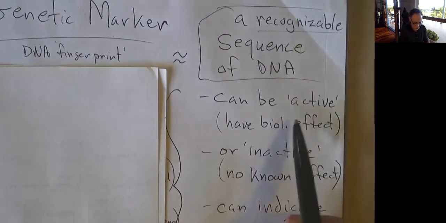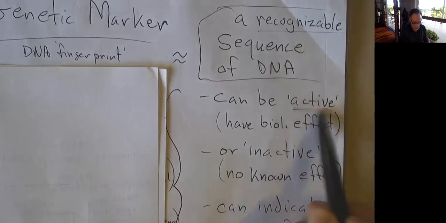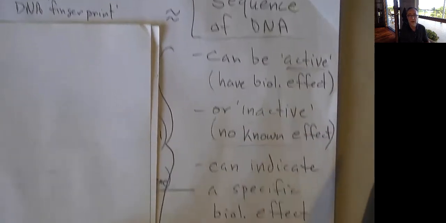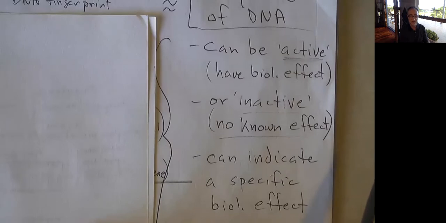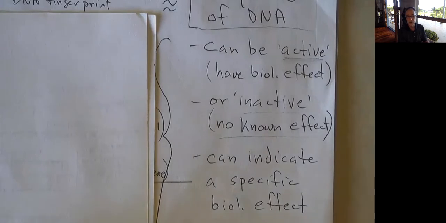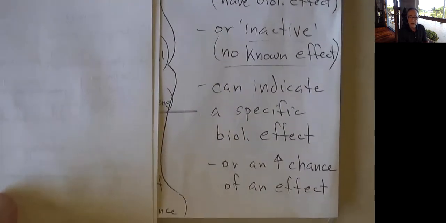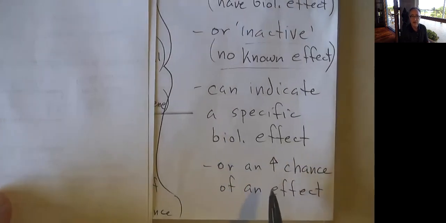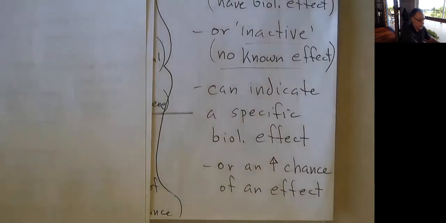Right, so the markers can be active and express proteins or regulate the expression of proteins, some introns do, or they can be inactive. Well, sometimes that just means we don't know the effect. They may have one, we just don't know it. They can indicate a specific biological effect. Now, sometimes that effect might be good or desired, and sometimes it might not. So they can indicate a specific effect, or they can indicate just an increased chance of that effect. They used to think that if you had the marker, you were going to get the effect. We know better now. It's not that simple.